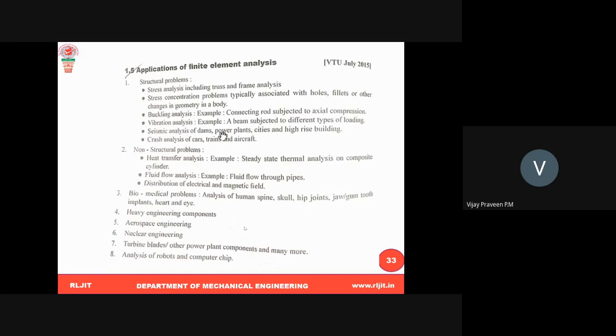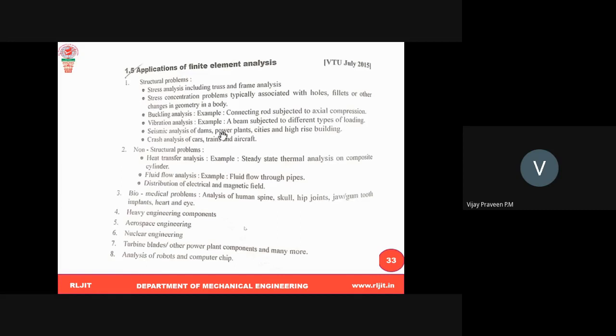You can also apply it to non-structural problems like heat transfer and fluid flow problems. You can also apply it to biomedical problems, to analyze the joints of human bones and see how much stress will be developed in the human joints. Also the heart: the fluid that flows inside the vessels, that is blood. How the blood will flow, you can easily analyze through this.